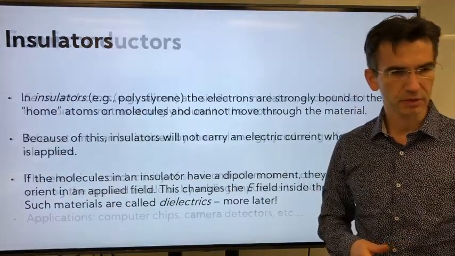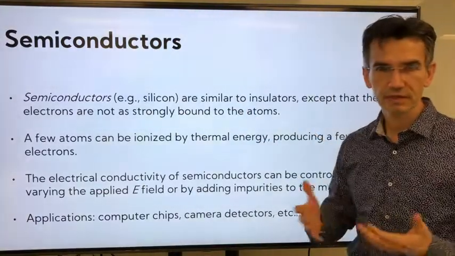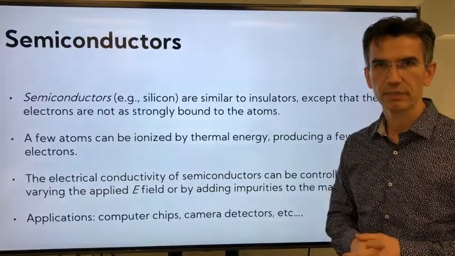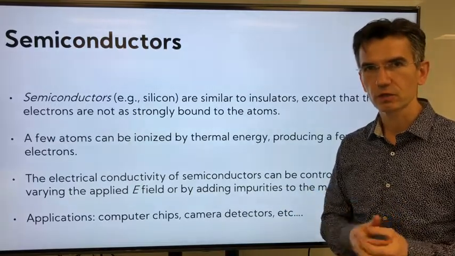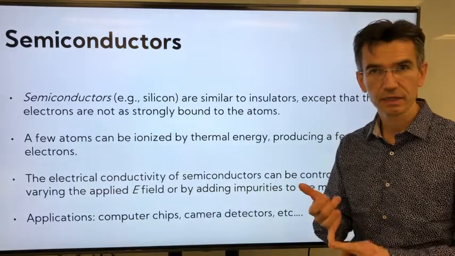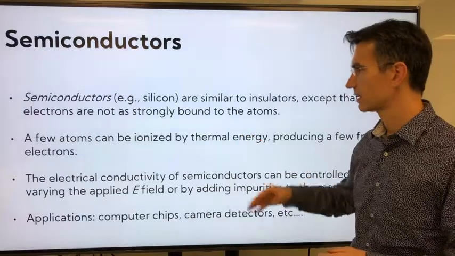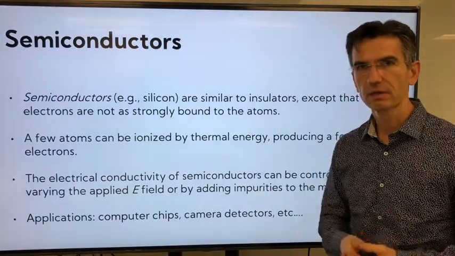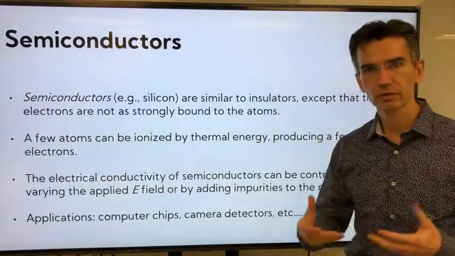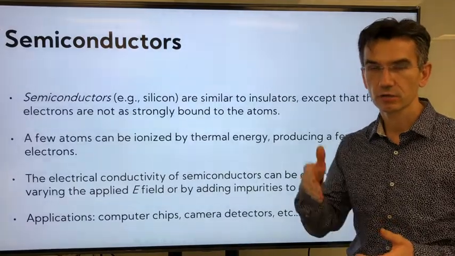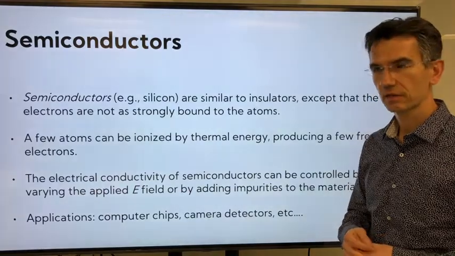And finally, semiconductors, such as silicon, are similar to insulators in the sense that the electrons are more or less bound to their home atoms. However, the degree to which an electron is bound to its home atom can change under the influence of heat. If we heat up the semiconductor, we can give the electrons enough thermal energy to escape the home atom and increase its conductivity. Or if you apply a strong electric field, we can also drop the potential barrier for the electrons to leave the home atom and again increase the conductivity of the semiconductor.